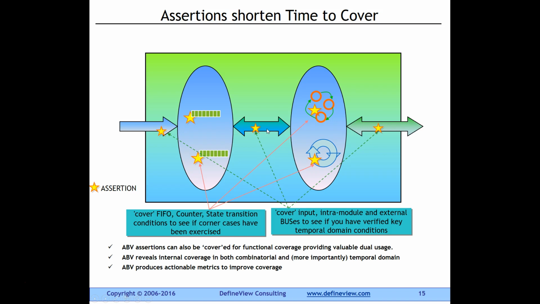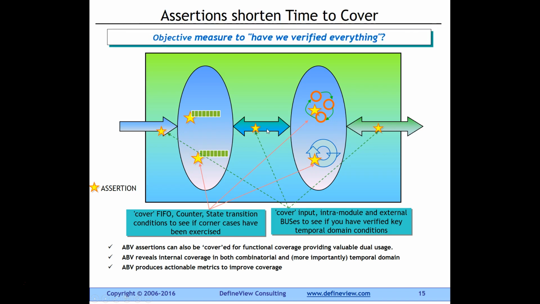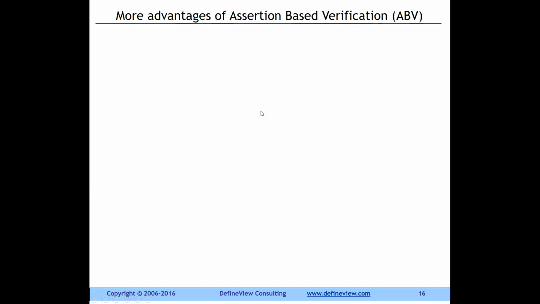For example, let's say an assertion never fires. FIFO full meaning you should not write. That assertion never fires. So you may think, oh wow, my logic is good. Whenever there is a FIFO full, I never write. Not true. What if you never actually exercise the condition FIFO full? Assertion has no clue. Cover will tell you whether you even exercise that condition or not. So basically, an objective measure to knowing have we verified everything is done by the cover statement.